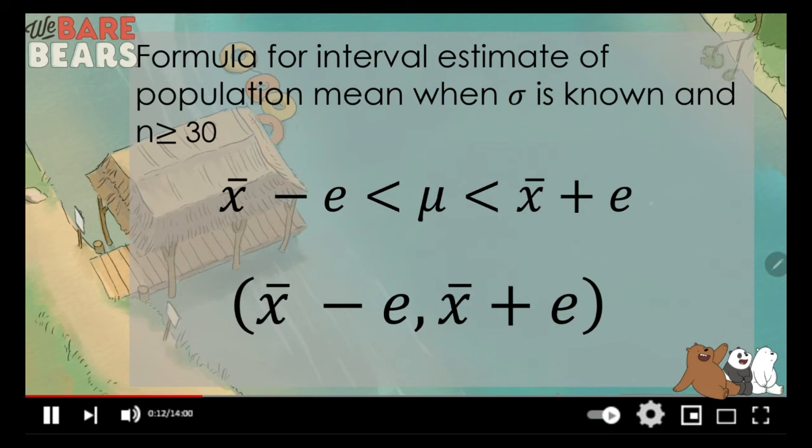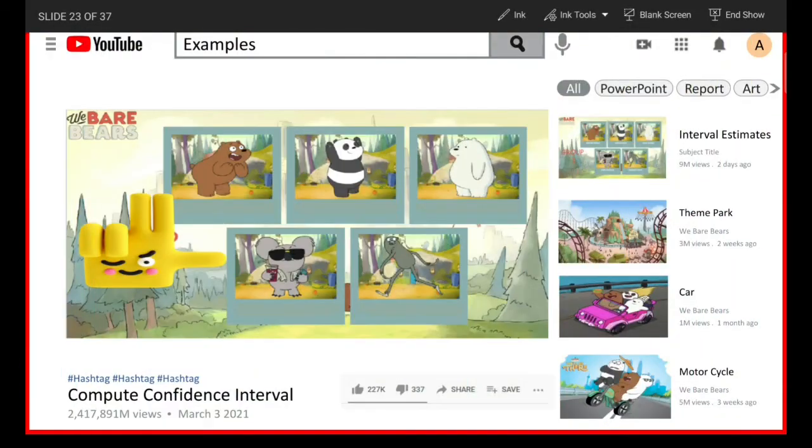So if you are going to write that in an interval notation, we have the lower bound as the difference of the sample mean and the margin of error, and for the upper bound, we have the sum of the sample mean and the margin of error. Let us have another example.